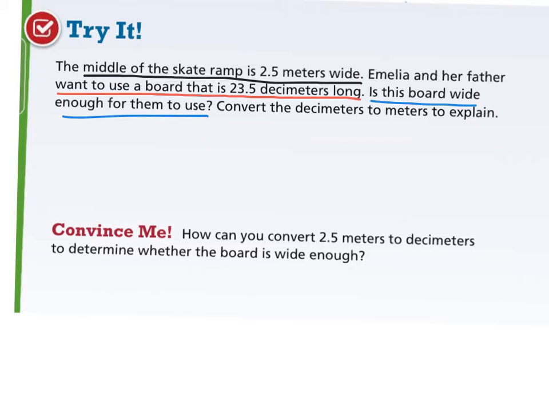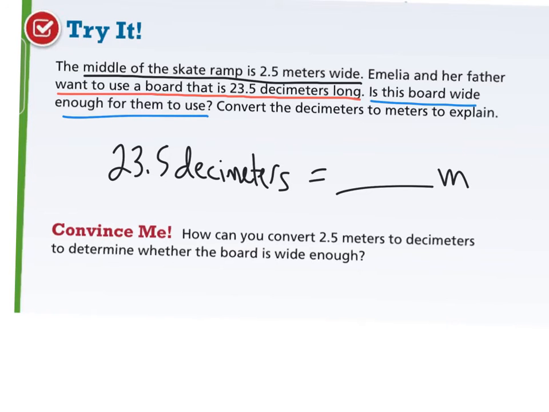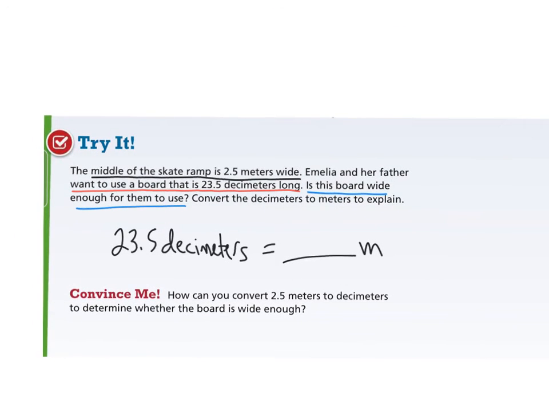So we've got 2.5 meters, and we need to convert that over to... okay, actually they said convert the decimeters to meters, so we'll do it that way. So 23.5 decimeters, we want to figure out how many meters that is. So decimeters to meters. King Henry died by drinking chocolate milk.